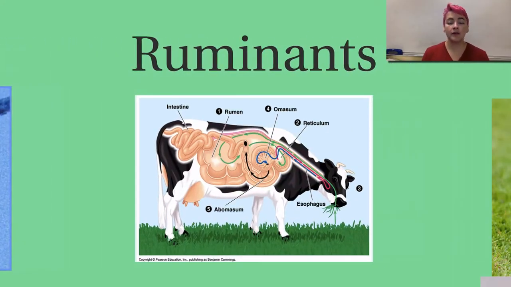Ruminants will chew their food, the food will go down into the stomach. There are some bacteria there that will help break down the cellulose. They bring it back up, chew it again, and swallow it. So that's chewing the cud. Cows, camels, llamas are all within the ruminant category.